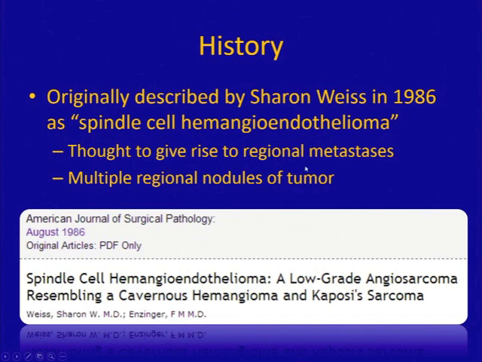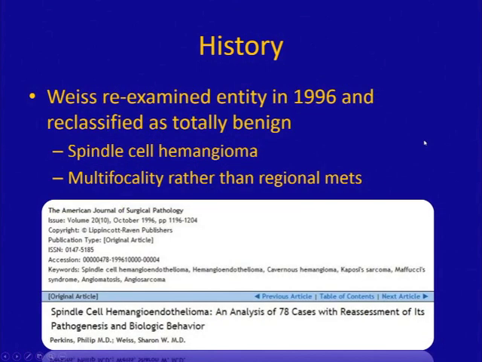and it was thought that they had regional metastases, and that's why it was considered to be kind of a hemangioendothelioma or a low-grade variant of angiosarcoma. But what happened is that she came back 10 years later, and they re-examined those patients and some others and found that these patients did not develop any new lesions, any distant metastases, no one died from disease. So based on that, they felt that maybe it's better to call this thing a spindle cell hemangioma. This is a benign lesion maybe, rather than a hemangioendothelioma. It's just multifocal rather than having regional metastases.